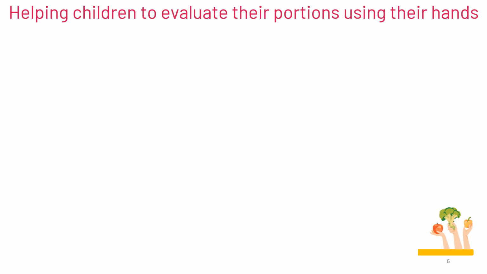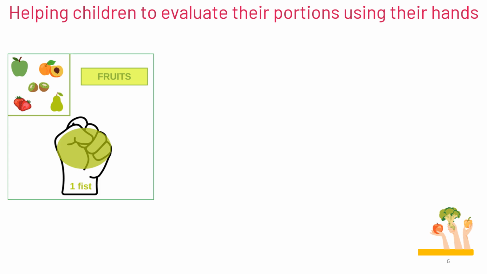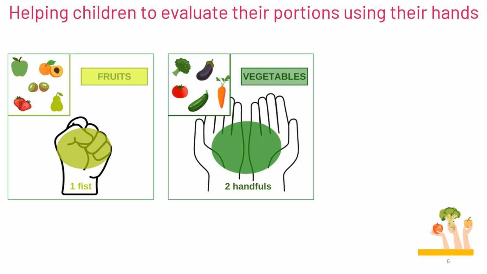A piece of fruit is, for example, the size of a fist. Of course, your fist is much bigger than the one of a child, so they'll be able to see very clearly that the portion of fruit is not the same for you as it is for them. For vegetables, the portion is evaluated by putting your hands together and taking the place of 2 handfuls. Children will see what a portion of vegetables can be on their plates.